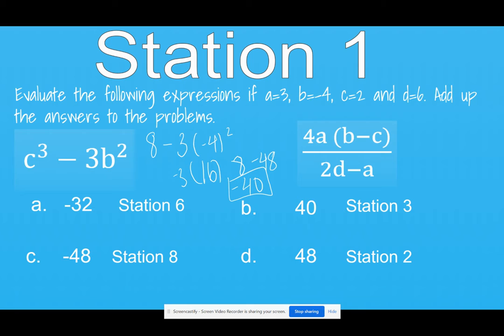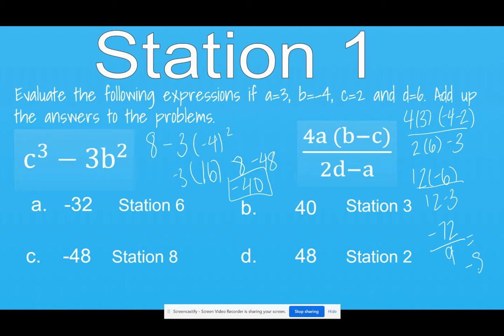Then if I do the second one, 4 times a, so 4 times 3, and then in this parentheses is -4 minus 2, all over 2 times 6 minus 3. So we'll have 12 times -6 over 12 minus 3. So that's -72 over 9, which gives me a -8. If I add them together, -40 plus -8 is -48, and we would go to station 8.